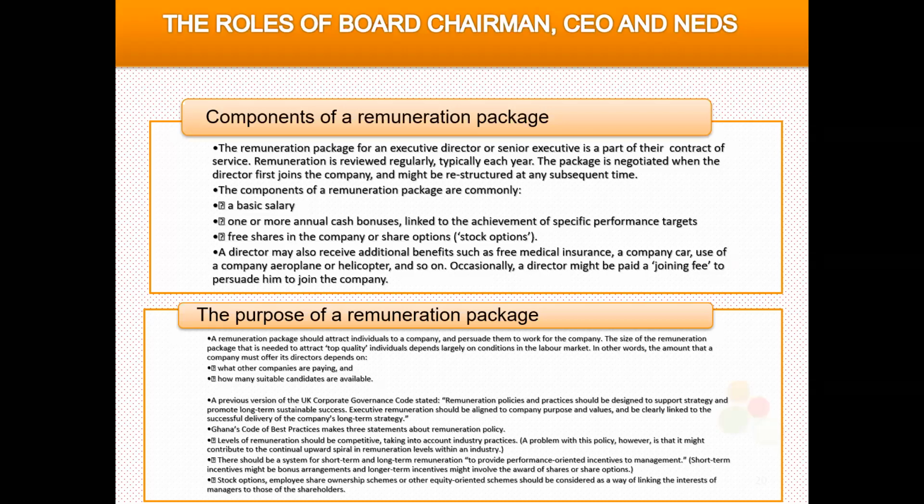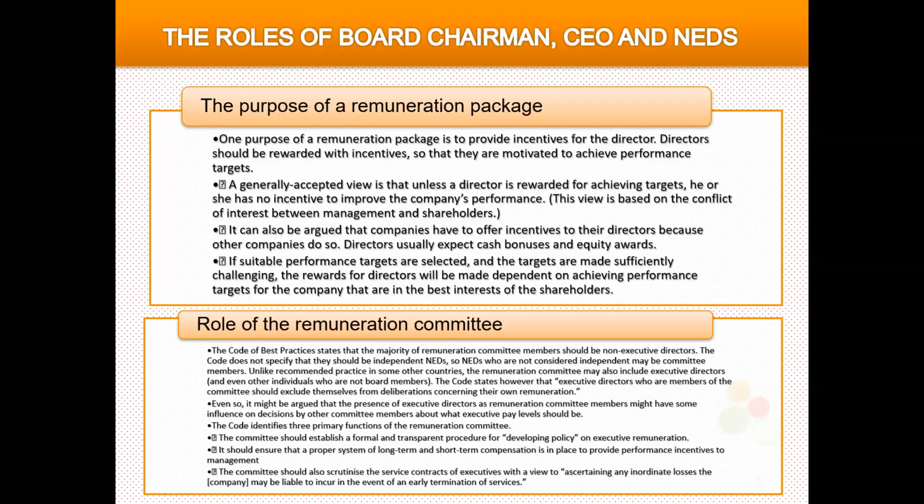Ghana's code of best practice makes 3 statements about remuneration policy. Number 1, levels of remuneration should be competitive. Number 2, there should be a system for short-term and long-term remuneration. And number 3, stock options, employee share ownership schemes, or other equity-oriented schemes should be considered as a way of linking the interest of managers to shareholders. Same or similar thoughts.